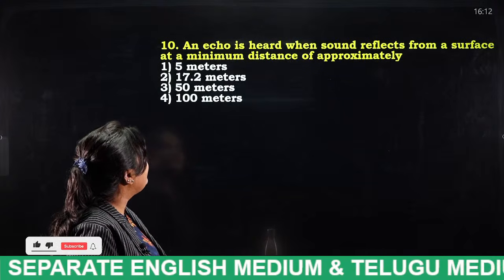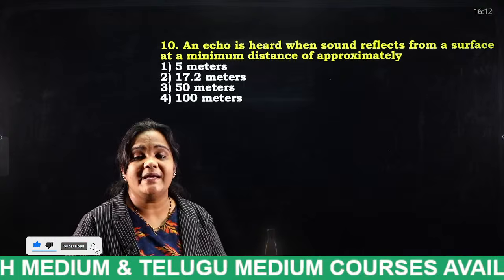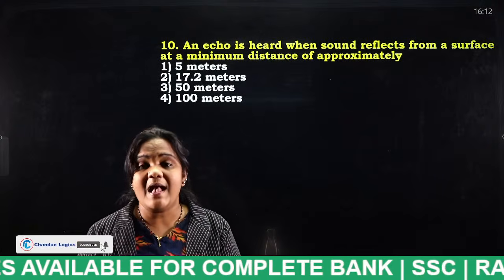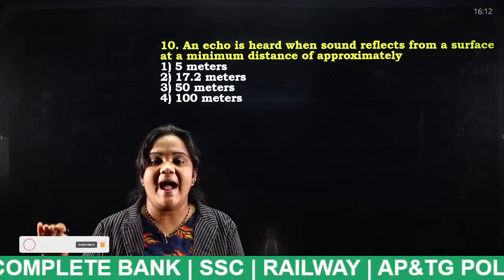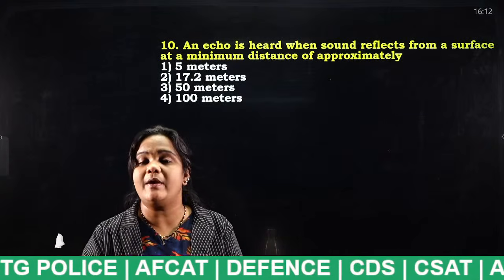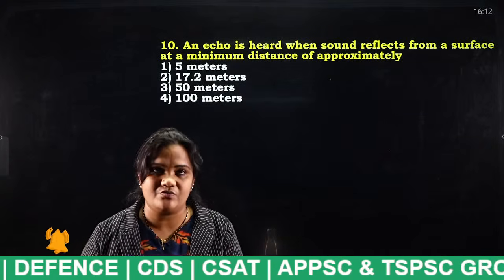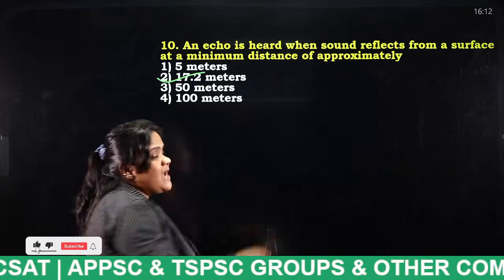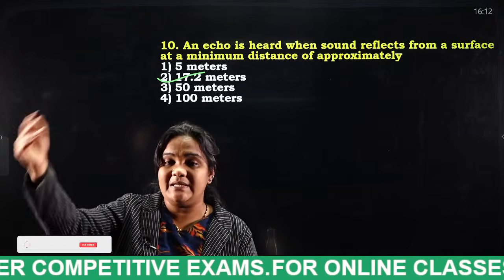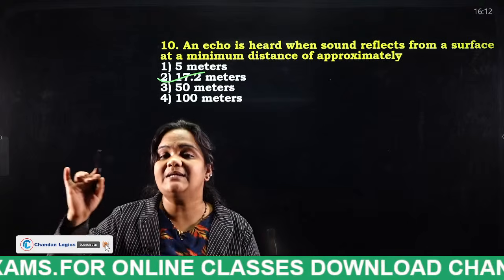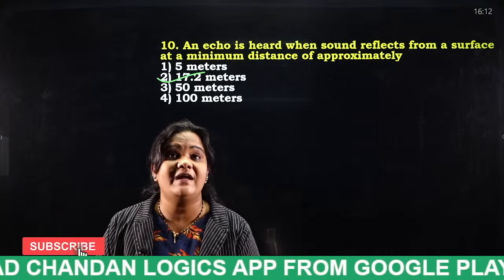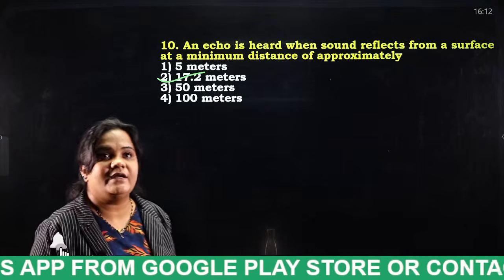Next, an echo is heard when sound reflects from a surface at a minimum distance of approximately 5 meters, 17.2 meters, 50 meters, 100 meters. I have told you already. So, what is echo actually? Echo is nothing but a single reflection of sound. Okay. I am at the top of a mountain. I am saying hi. After the sound reaches 17.2 meters, it is going to be reflected back to me, and that is known as what, students? Echo. It is nothing but a single reflection of sound. Okay, very, very important. Yes, very good, Sanjana.